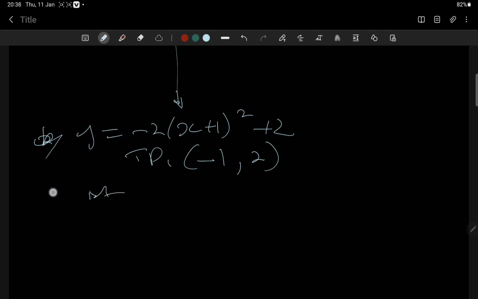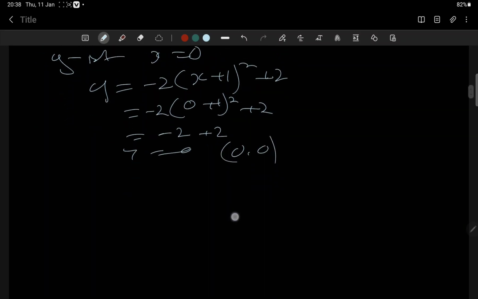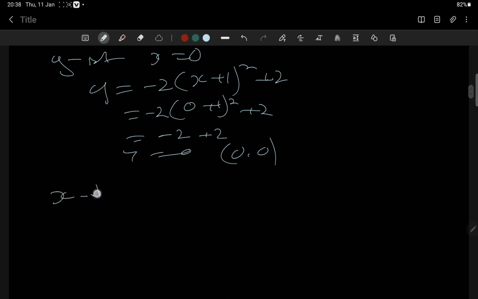The intercepts, let's start with the y-intercept. This is where x is 0: y equals negative 2 into (0 plus 1) squared plus 2. Negative 2 times 1 times 1 is negative 2, plus 2, which is 0, so y equals 0. So it touches the y-axis at (0, 0). Then the x-intercept, where y is 0.